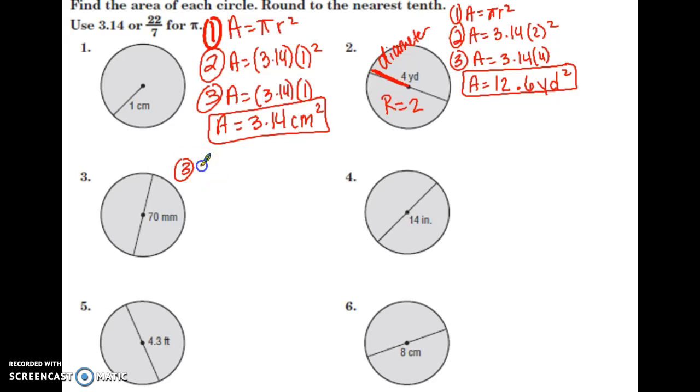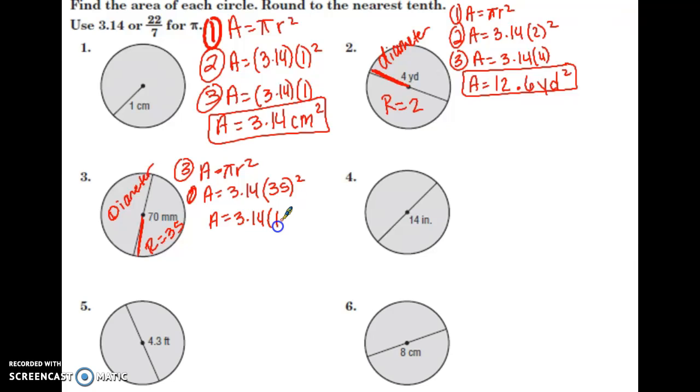Number 3, area equals pi r squared. Area equals 3.14 times the radius. Again, here we have our diameter. We only want half of this, so the radius is 35. Order of operations is to square it first. 3.14 times 1,225. Multiply that by 3.14. And that is 3,846.5 millimeters squared.